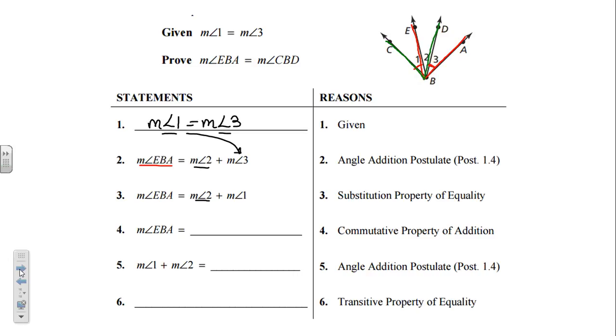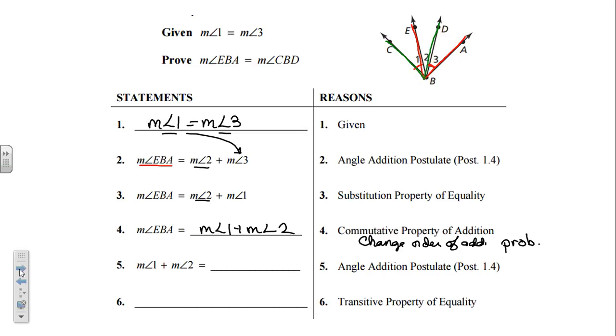Now here's where your commutative comes from, Jaden. Okay? Commutative property of addition says that we can change the order in which things are written. Okay? So, what do you think the measure of angle EBA will be if we want to change the order in which these guys are written? Yeah, 1 plus 2. Okay? Commutative says you can change the order. Okay? All right, next.